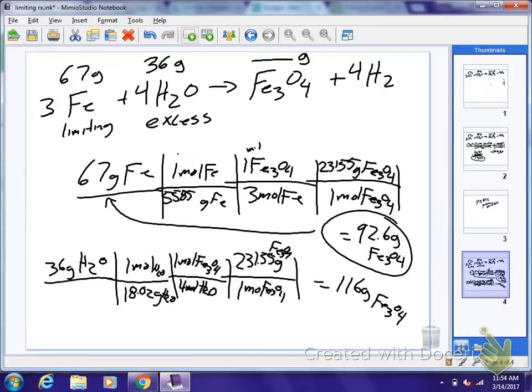All right. Don't look at what I have circled and that type of thing. Look at your problem. Did you come up with the right amount? If you used iron, did you come up with 92.6?